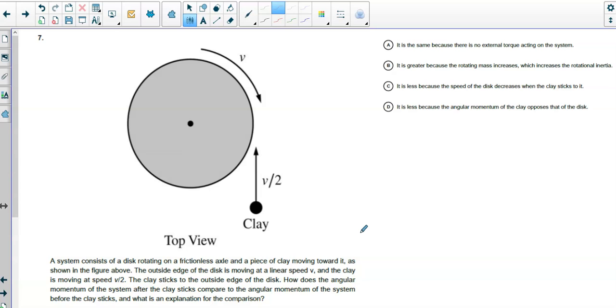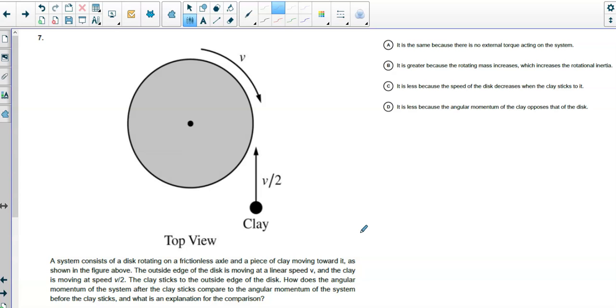In the beginning, it had two angular momentums. The clay actually has what's called an angular momentum, and so does the disk. It's possible for an object moving in a straight line to have an angular momentum. Trust me on that one. If I haven't explained it to you in class, talk to me about it. Ask me about it. So this is just a conservation of momentum question.